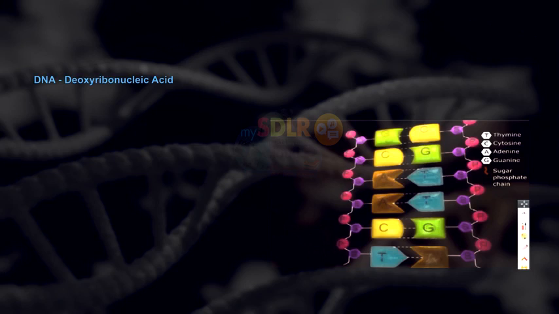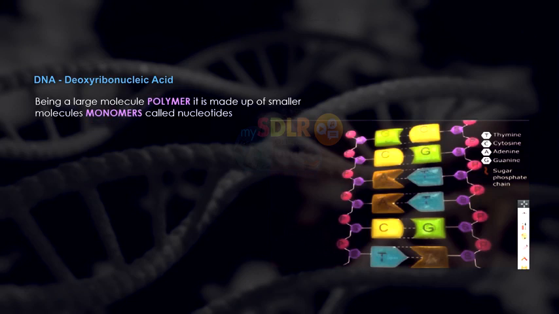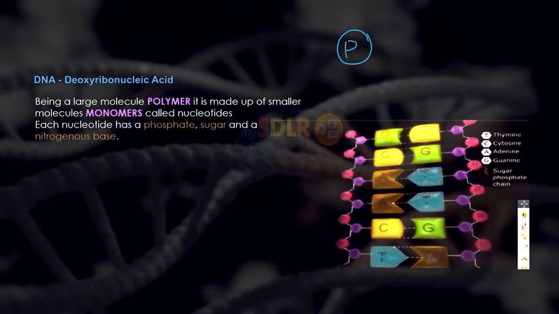The structure of DNA. DNA stands for deoxyribonucleic acid. Being a large molecule, or a polymer, it's obviously made up of smaller units, monomers that we call nucleotides. Each nucleotide has a phosphate, a sugar. I'm writing the symbol D, because the sugar is deoxyribose, and a nitrogenous base.